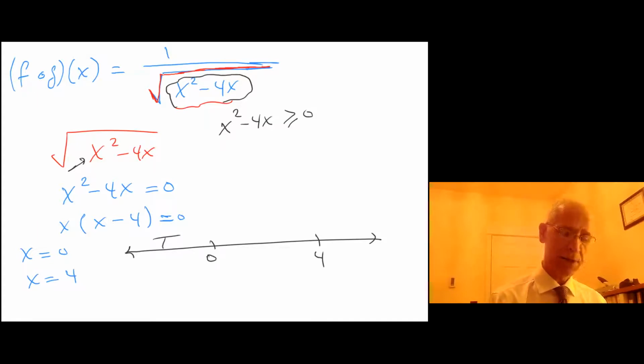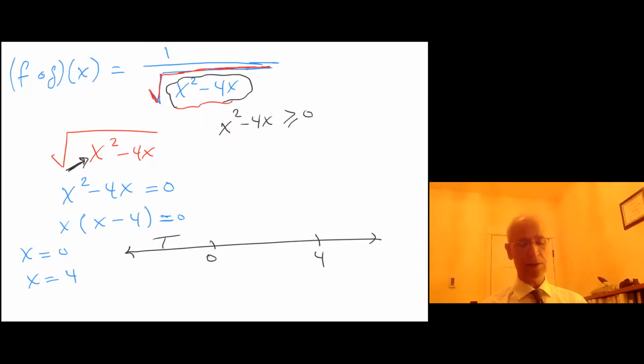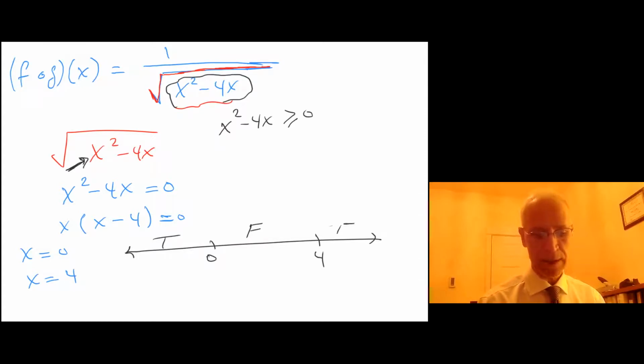Between 0 and 4, let's say 1. If I plug in 1 in here, I get 1 squared is 1 minus 4 times 1 gives me negative 3, and negative 3 is not greater than 0, so I don't have any solutions in here. How about to the right of 4? Let's say 5. 5 squared is 25, minus 4 times 5, that is 20. So I have a total of positive 5. So I get solutions in this interval.